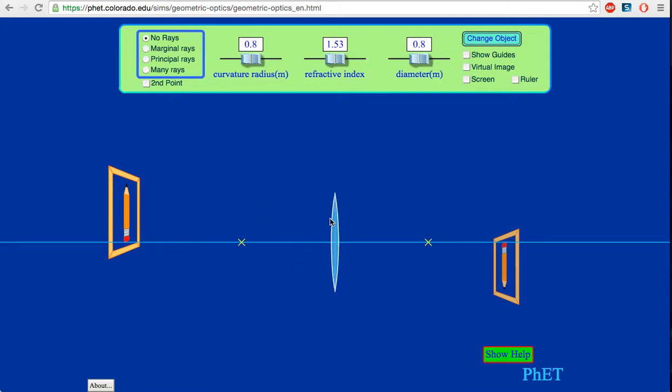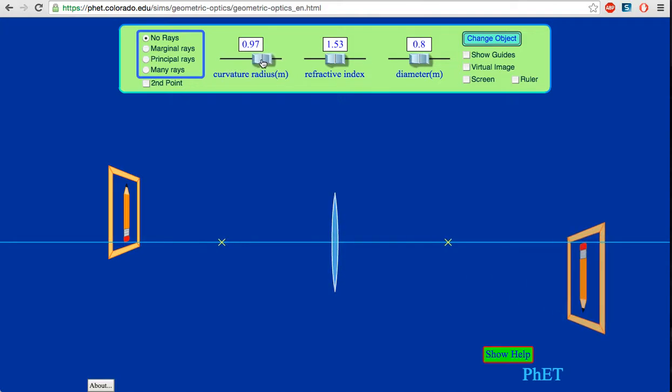So right now I'm just going to show you a simple simulation on lenses. As you can see here, in the middle is a lens. If you want to change the curvature, that means I make it thicker or thinner. What do you notice?